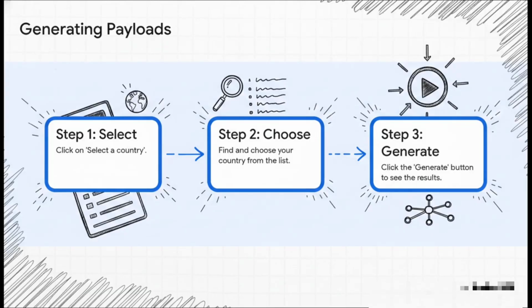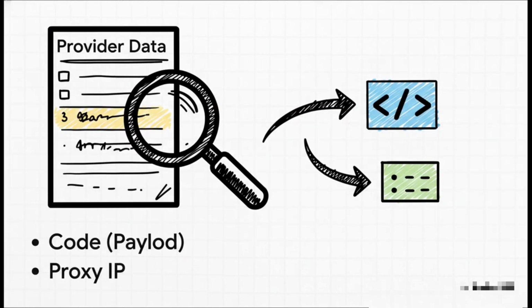And using this site is a piece of cake. Seriously, just find your country in the drop-down list, click it, and hit generate. What you'll see is a big list for different internet providers. Just scroll down, find your provider, and then you're going to copy 2 things: that whole line of code they call the payload, and one of the proxy IPs right next to it.